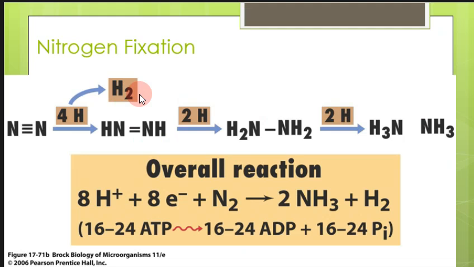Here's our nitrogen fixation. You don't need to know this. It's just that we're taking nitrogen and we're making it so that it's usable. In this condition right here, with our triple bond, it's not usable. It's all locked up, if you will. And over here, we'll get to NH3, and that's usable by other creatures in the ocean.